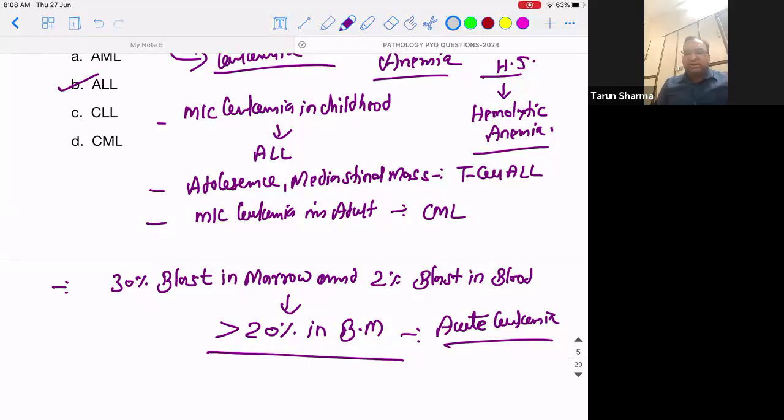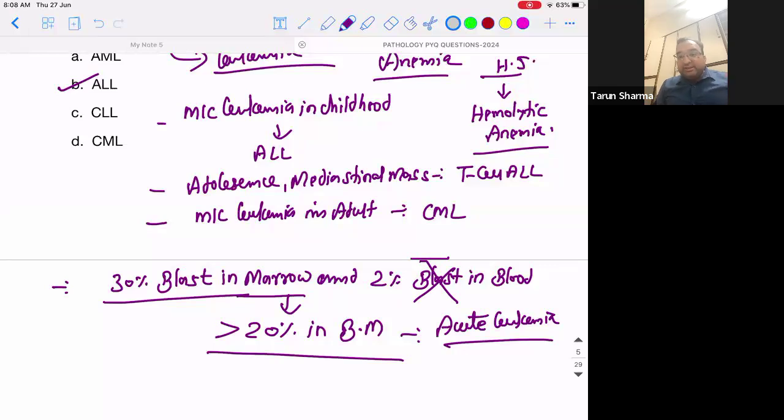Don't get confused. Like in this question, they're asking that more than 30% blasts are there. That means they are more than 20%. Where? In marrow. Your answer is still there. The answer is acute leukemia. Don't see the blast in the blood, that's not needed. So if bone marrow is having more than 20% blast, the answer is acute leukemia.